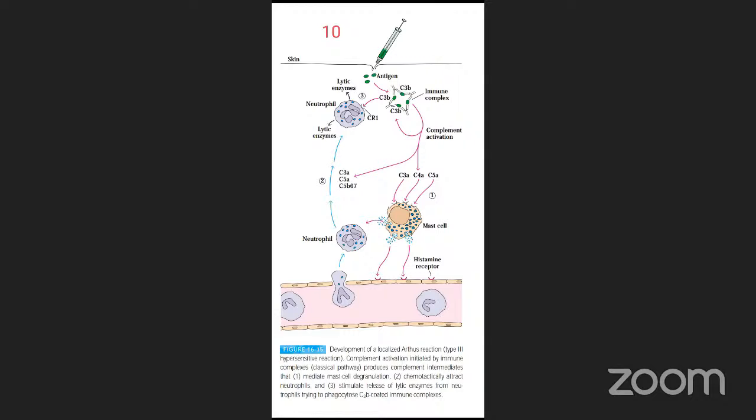And these degranulated compounds, as we have discussed in the first type of hypersensitivity reaction, also attract the different types of phagocytes and directly stimulate muscle contraction, mucus formation, and different types of reactions will occur.